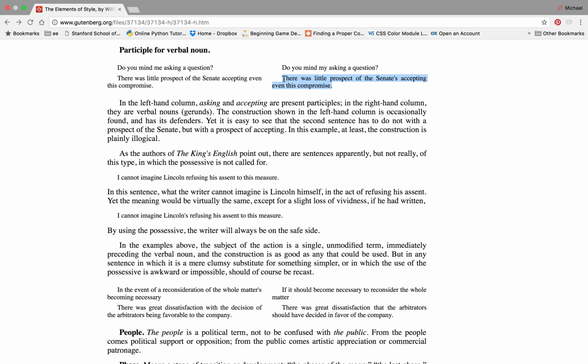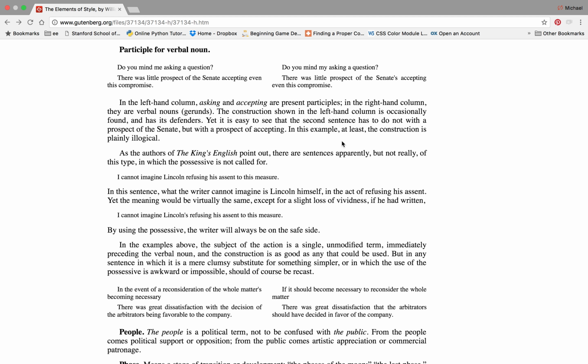If I could explain this, I like the fact that he's clearly stating that, look, this is illogical. There's little prospect of the Senate accepting even this compromise. It just sounds a little bit awkward, just saying it out loud. There's little prospect of the Senate. But if you say there was little prospect of the Senate's accepting even this compromise, it just sounds better. The prospect of the Senate versus the prospect of accepting.